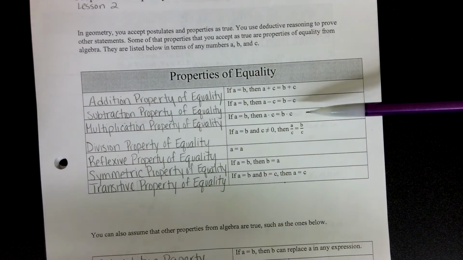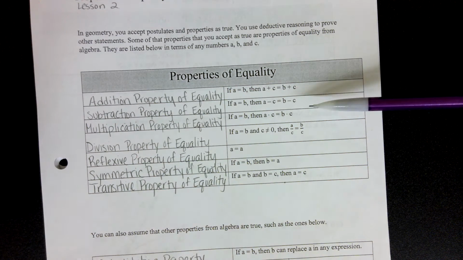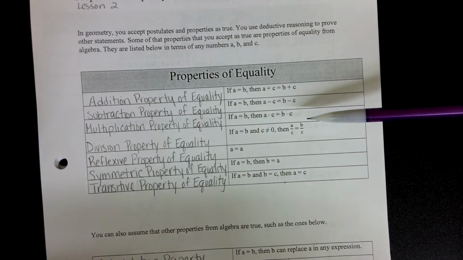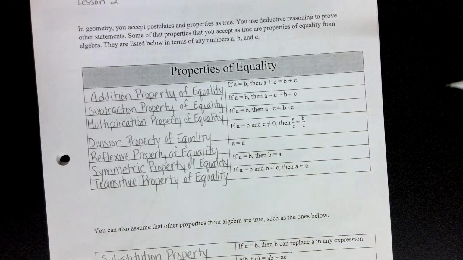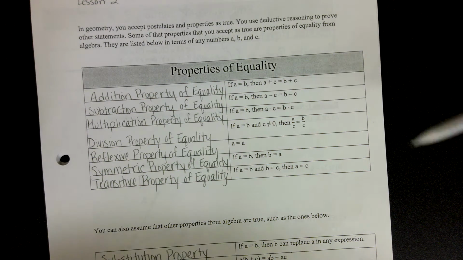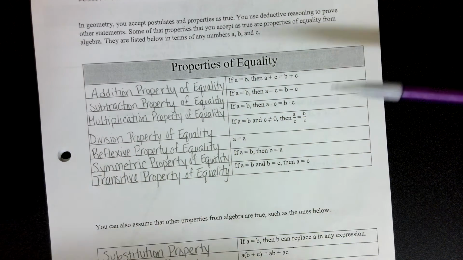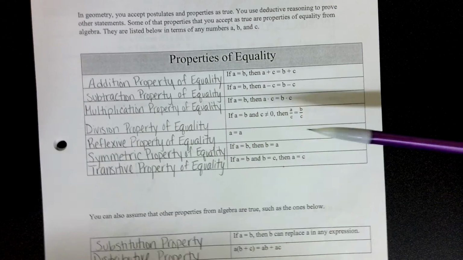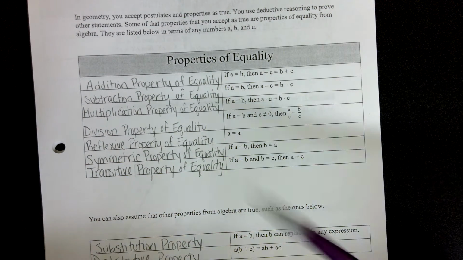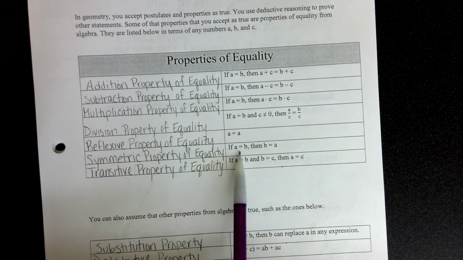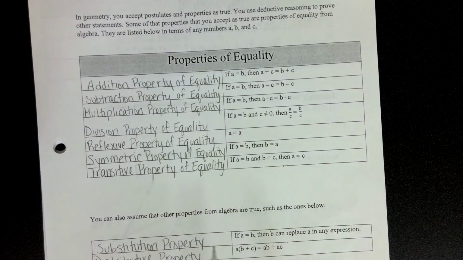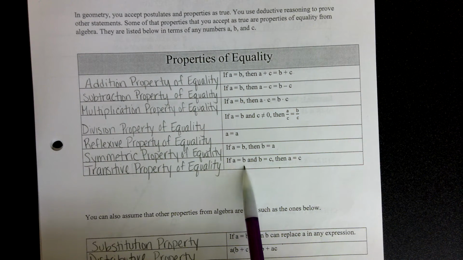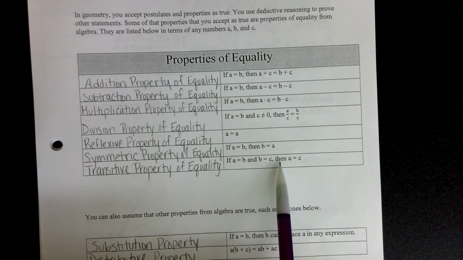Multiplication property of equality. If A equals B, then A times C equals B times C. And the division property of equality, if A equals B and C is not equal to 0, then A over C equals B over C. Then you have your reflexive property of equality, which is just A equals A. The symmetric property of equality, if A equals B, then B equals A. And then you have the transitive property of equality, if A equals B, and B equals C, then A equals C.